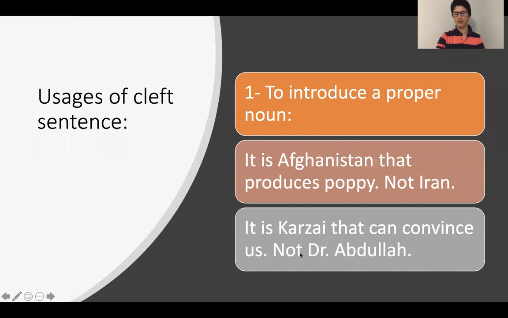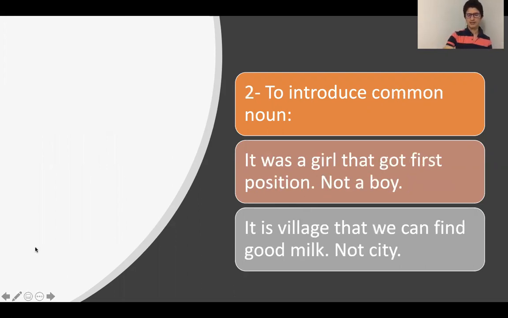Okay. Next example. It is Karzai. It is the first part of our sentence, so it is the introductory clause. We introduced Karzai. Now, what is the adjective clause? That can convince us. So that can convince us is used to modify what? Karzai. Okay. So before we go into the next section and explain this one, I just want you to make an example for me. You have 1 minute for making an example. Just make an example for me in the chat box, and I will check if there is any problem, and I will explain more things if you need it.